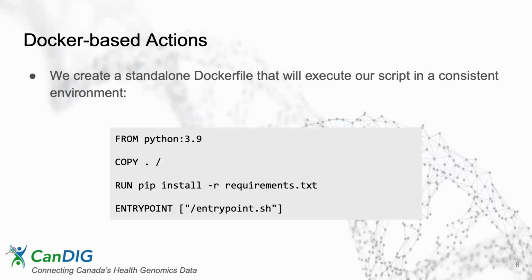Then we need to create a Dockerfile that spins up a tiny Docker container that does only this. It installs the requirements so that all our modules are there, and then launches that little wrapper script that we made. It's very, very small.